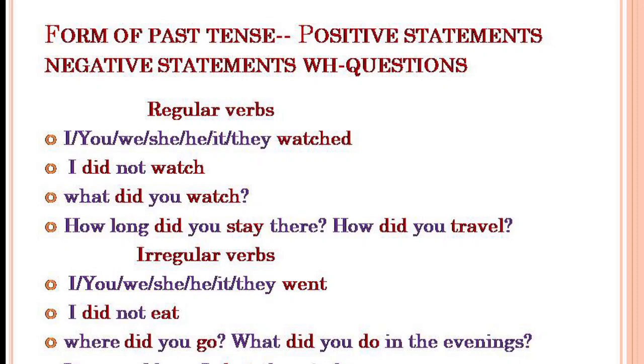Irregular verbs vary considerably in their simple past form. Example, eat, past tense is ate. Leave, left. See, saw. Speak, spoke. Go, went. I did not eat, ate. Where did you go? What did you do in the evening? Do, did. These all are irregular verbs.